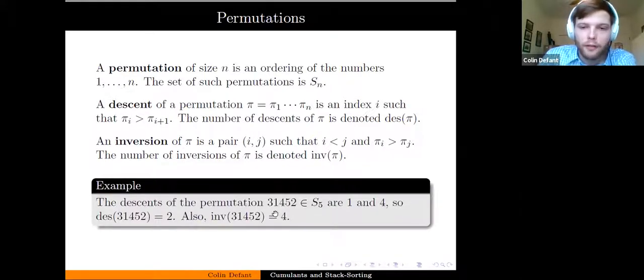And so as an example, if I look at this permutation 3, 1, 4, 5, 2, this is a permutation of size 5. Its descents are 1 and 4. 1 is a descent because the first entry is bigger than the second. 4 is a descent because the fourth entry is bigger than the fifth. So the number of descents is 2. And if you want, you can count the number of inversions and find that it's 4.